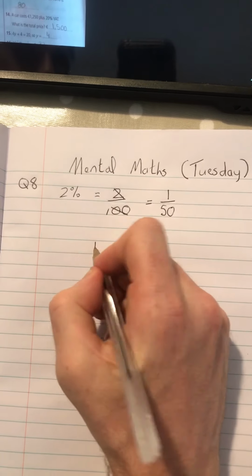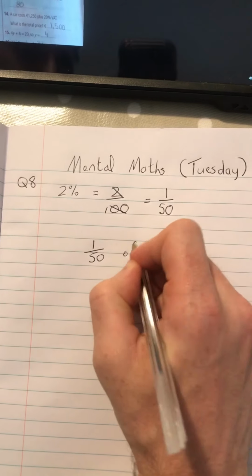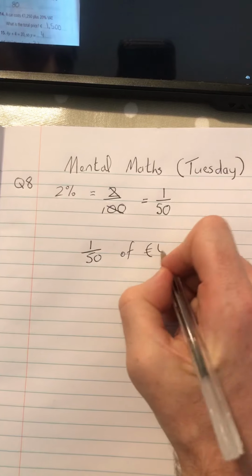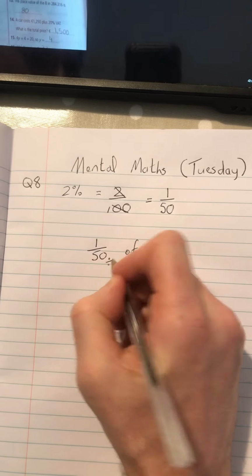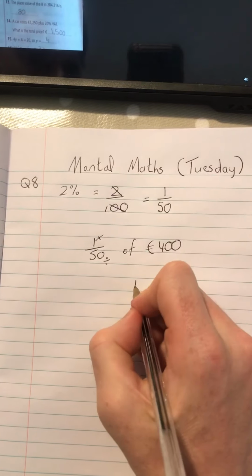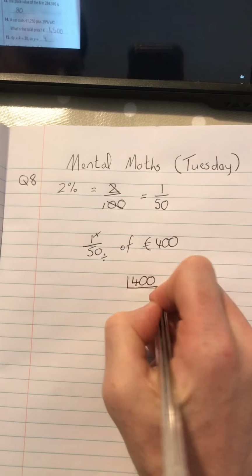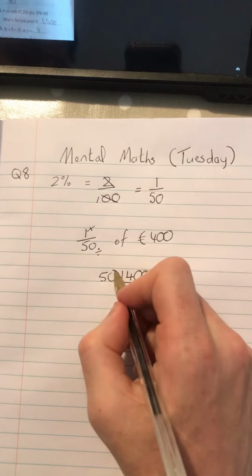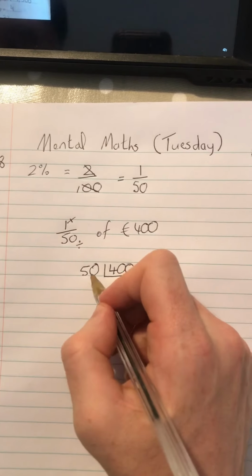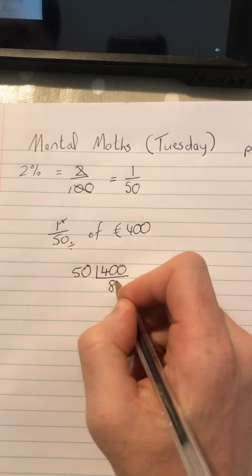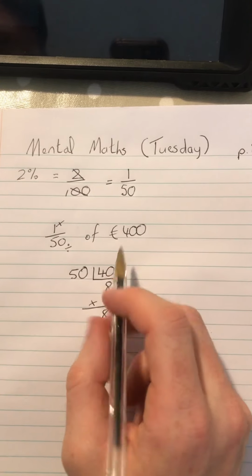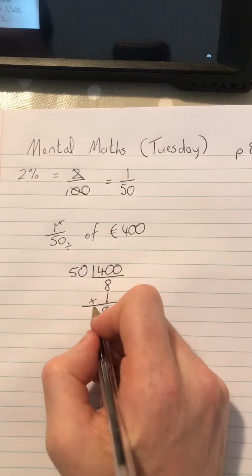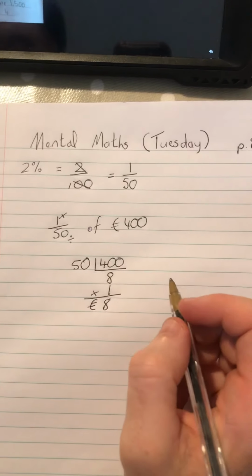So now we want to find 1/50th of €400. So like all of these ones, when we're finding a fraction of, we divide by the bottom and multiply by the top. So that's 400 divided by 50, which is the same as saying 40 divided by 5, so we know that answer will be 8, multiplied by 1, which is 8. So 2% of €400 is €8, but our sum isn't finished there.